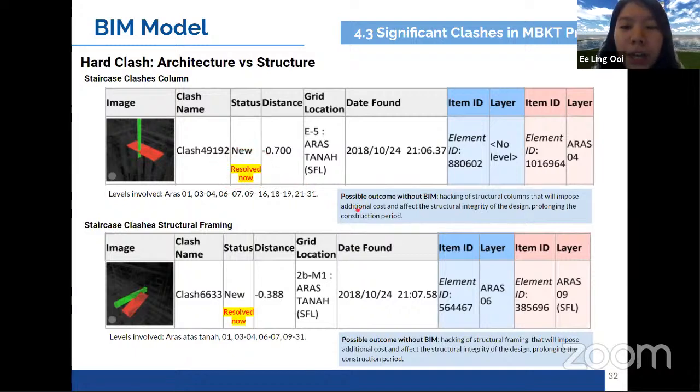The possible outcome if we don't have this clash detection process is that if the construction has been happening on site, there will be hacking of structural columns because we need to give way to the staircase. That will impose additional costs, and it will definitely affect the structural integrity of the project, prolonging the construction period as well. And this will impose additional costs on manpower, wastage of materials, and so on.